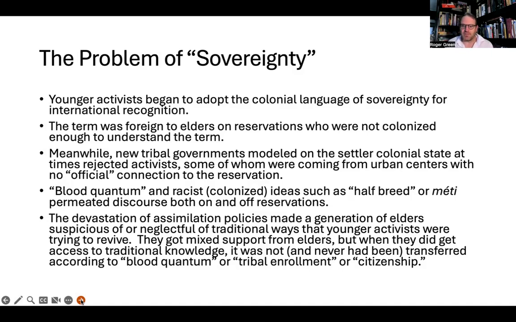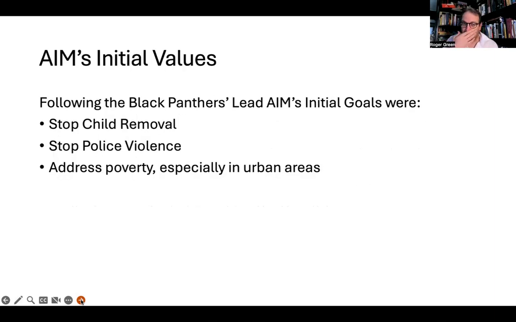These efforts by the young activists got mixed support from elders, depending on how colonized the elders were. When they did get access to traditional knowledge, it was not and never had been transferred according to blood quantum or tribal enrollment or some idea of citizenship. Those are all ideas from the occupying force of the colonizing government, right? The Euro-Christian oppressors. Here are AIM's initial values. Just see how controversial this might seem to you, right?